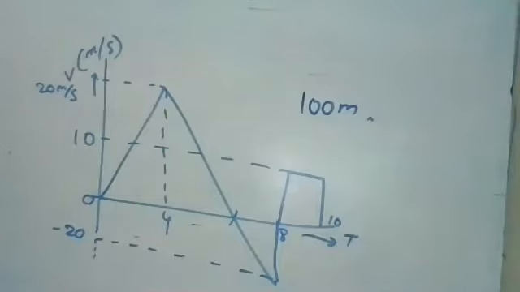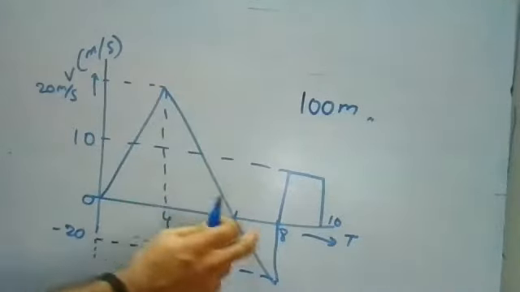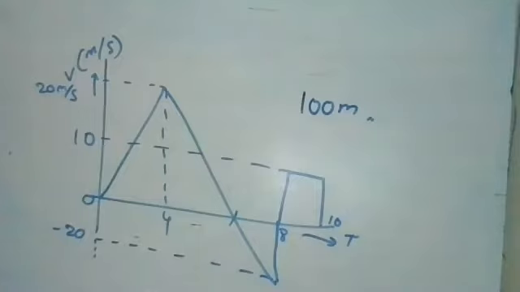Okay, so have we completed? Yes, the net distance is 100 meters. Now we'll find the displacement. Remember, when we are discussing the distance, we have to cover all the areas. We have to add all the areas to get the distance.